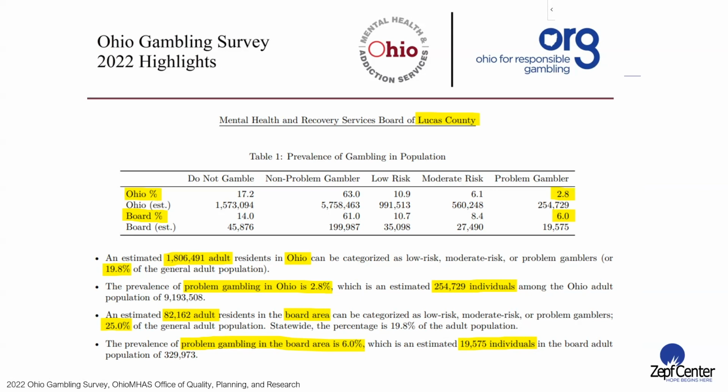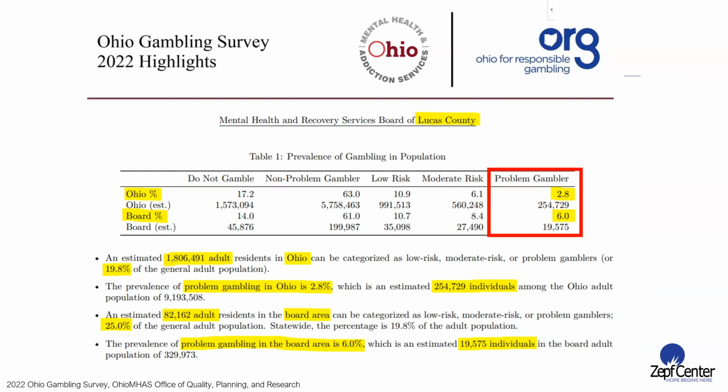So I've highlighted a lot of important things here. The most important thing here is you want to look at the percentage of the population that potentially may meet criteria as a problem gambler. So when we look at the state of Ohio, about 2.8% of the individuals from the survey would meet the criteria for problem gambler. And below on this slide, you can see that that's an estimated 254,729 individuals among the Ohio adult population of a little over 9 million.